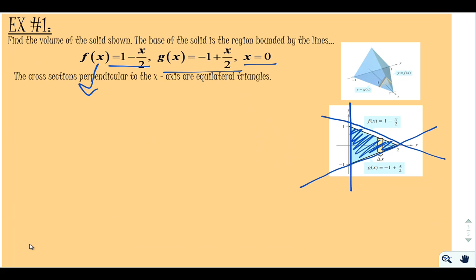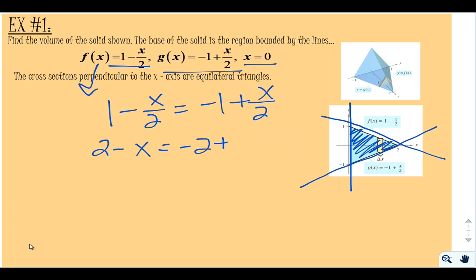All right, let's set our two functions equal to each other. I have my 1 minus x over 2 is equal to negative 1 plus x over 2. And can I solve for x? Can I solve for x first by multiplying everything by 2 to get rid of those denominators? Giving me a 2 minus x equal to negative 2 plus x. Can I move my x's over to one side, move my 2's over to one side, and get 2x equals 4, so x equals 2.